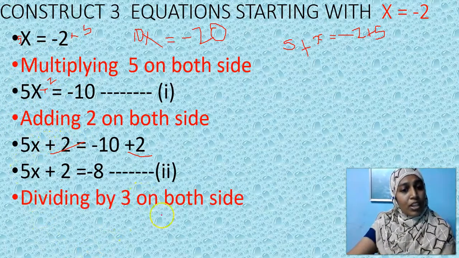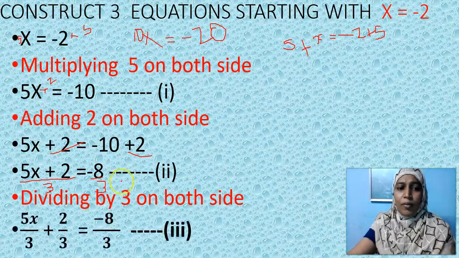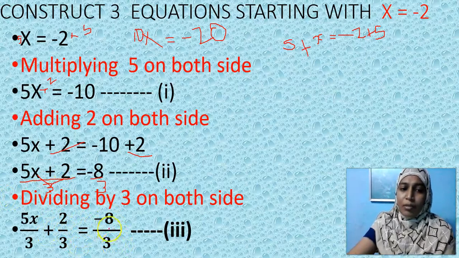Then I am dividing by 3 on both sides. I have to divide by 3 fully here and here. And that is my another equation. See, this 3 has been split and written for this and this as if like fractions: 5x by 3 plus 2 by 3 minus 8 by 3. Is it clear, my dear children?